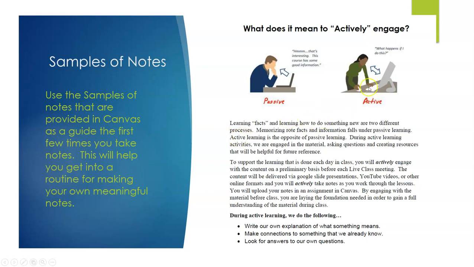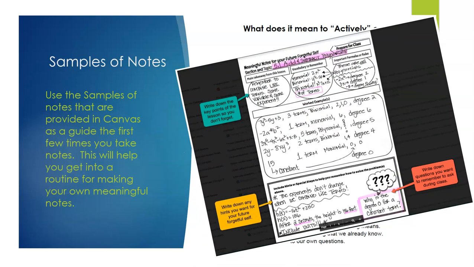First of all, you want to actively engage with the content in the slideshows, not just passively. So maybe seek out an extra example or try an example more than once if you don't understand it the first time. Write your own explanation instead of copying something word for word. Make connections to something you already know, or look for answers to your own questions, like I said. So you want to dig a little bit deeper and make sure that you truly understand the content.